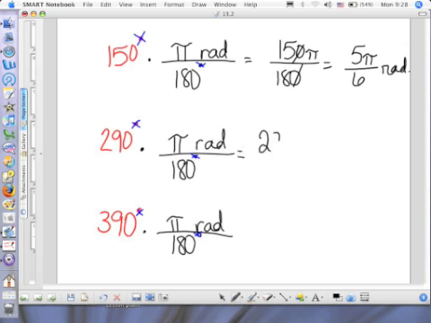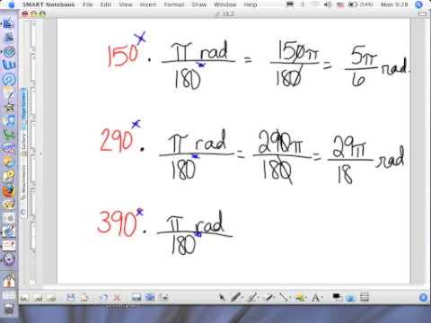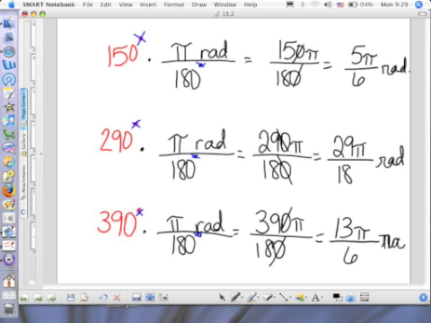This is 290 pi over 180. 10 goes into 290 and 180, and that's it. 29 is a prime number. So this would be 29 pi over 18 radians. Here we have 390 pi over 180. And 3 goes into 39 and 18. And it would be 13 pi over 6 radians.